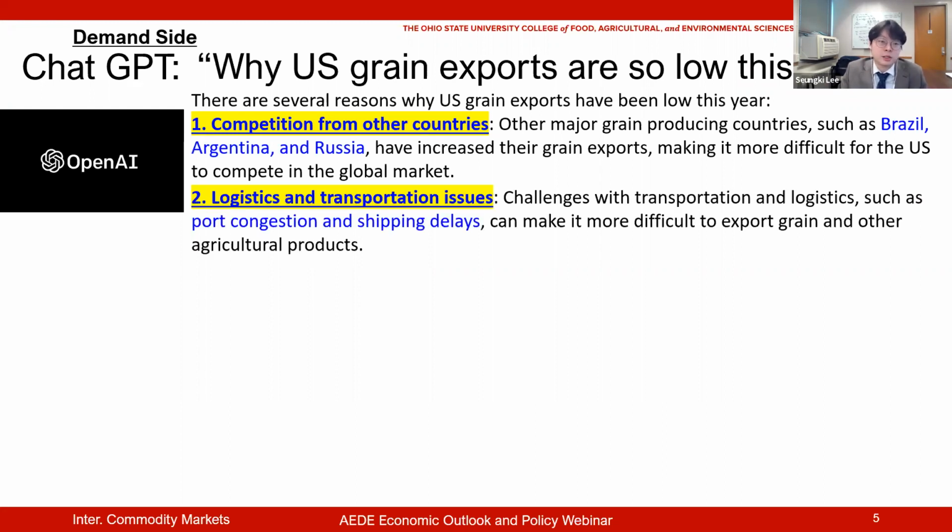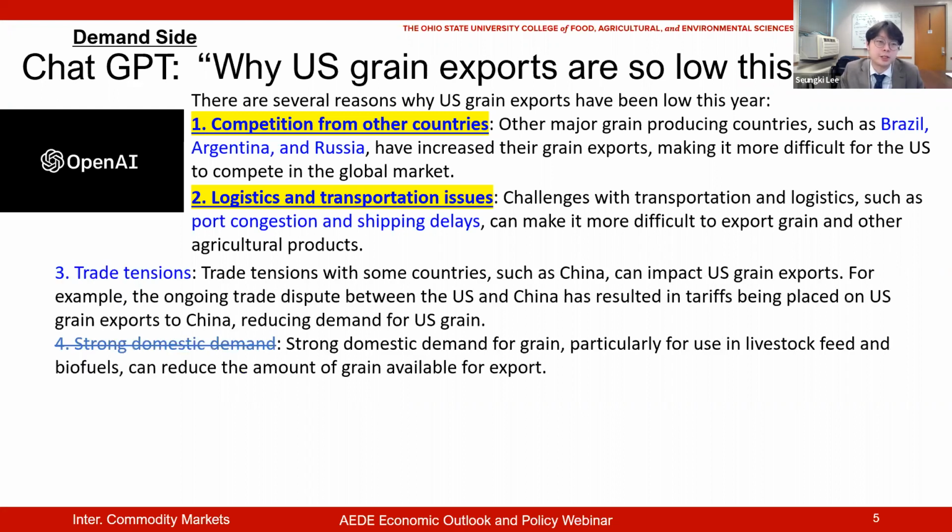The second reason it picked was logistics and transportation issues. This is also making sense because we had some issues in transportation last year, especially the railroad strike was a tension and raised the freight. Also, in November, we have seen a low water level in the Mississippi River area, which really harmed our river system, and especially there was harvest timing. So we really had a big issue in transportation, which lowered our price competitiveness.